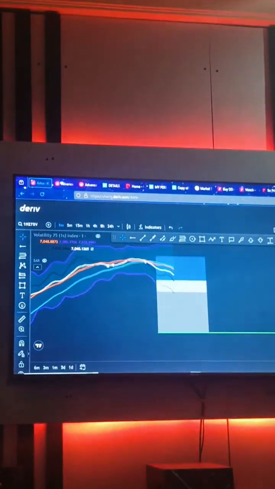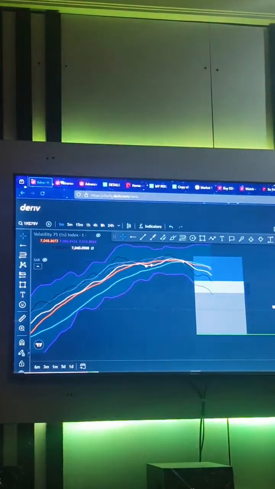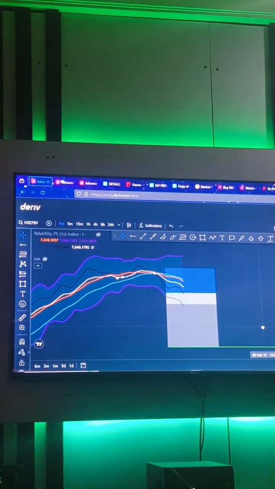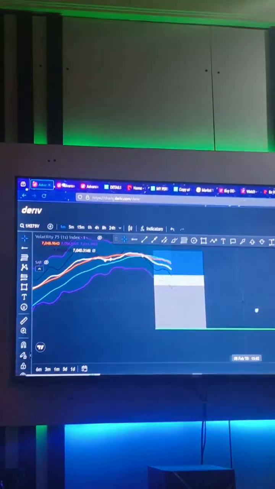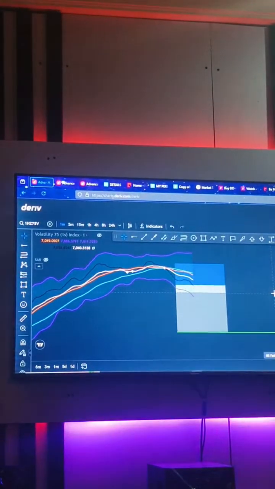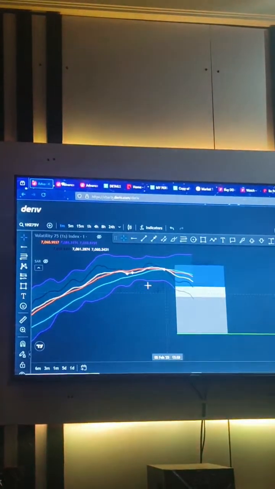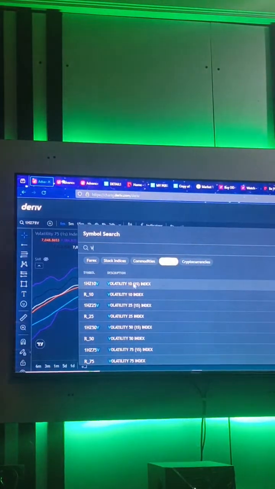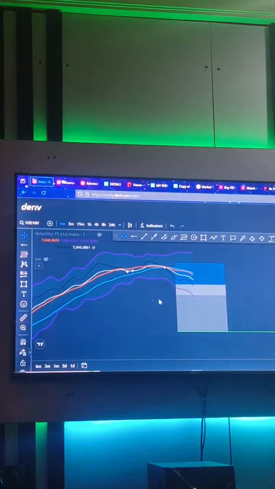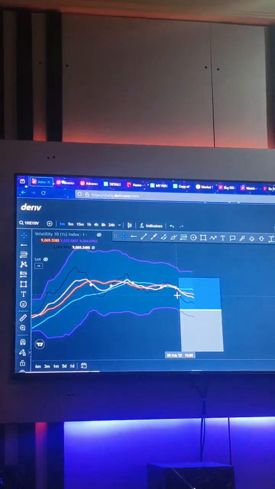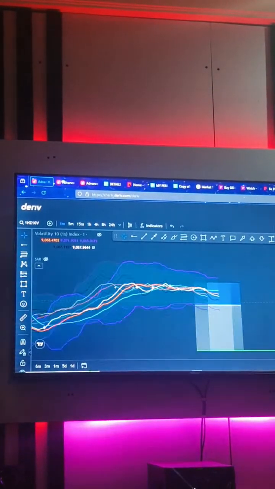We are currently pushing. We are pushing good. Volatility 75 is pushing massively well. We are going good on the 75 1S. The VIX 10S, let's see. The 10S is still struggling.